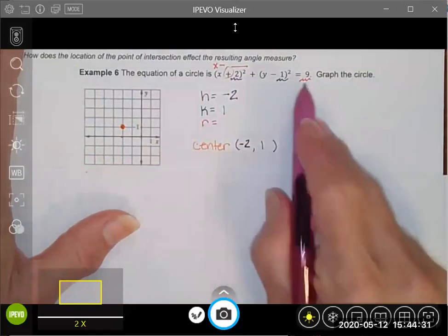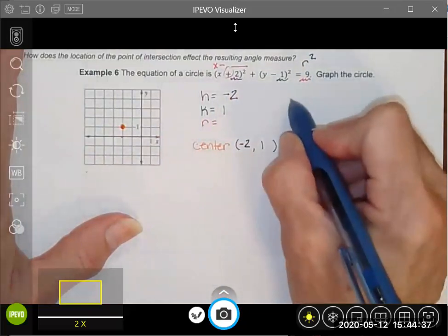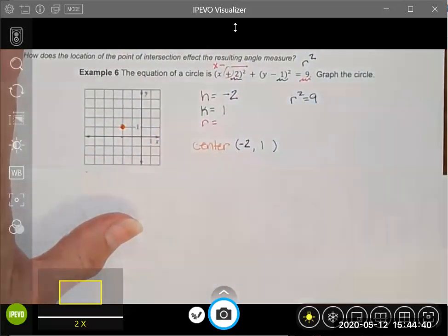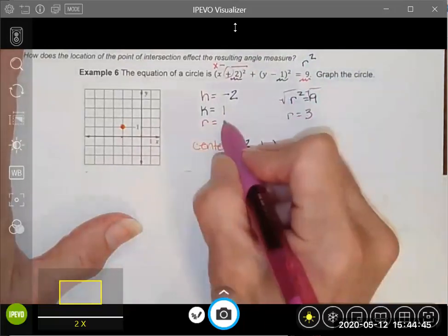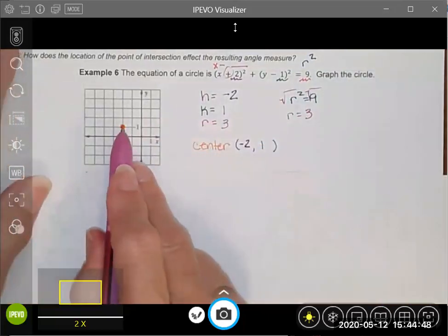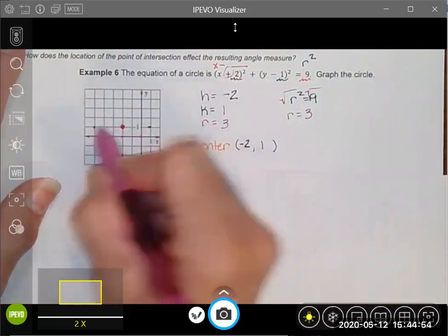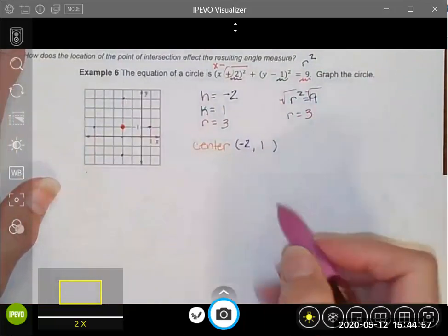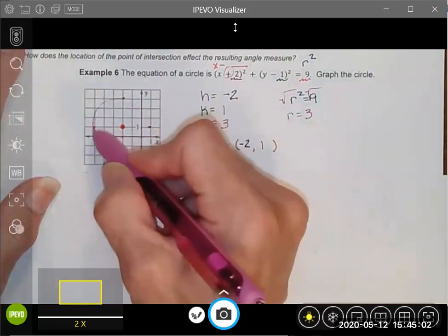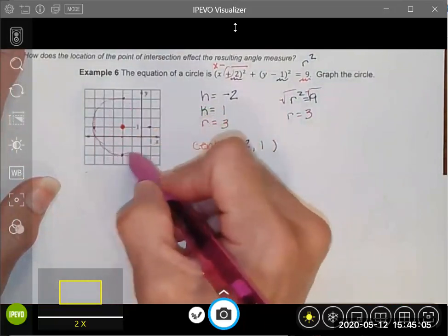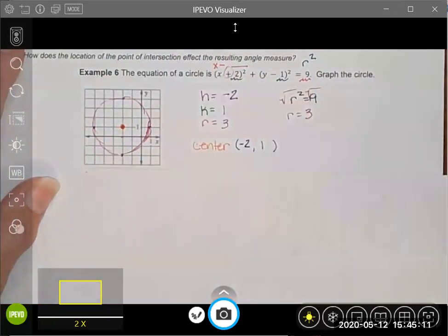The only thing I'm missing now is my radius. And if you remember, in the equation it's radius squared. So I know that radius squared is equal to 9. I take the square root of both sides, and I end up with a radius of 3. That means that from my center, I move 3 units, and I usually just go in the cardinal directions to get at least 4 points that could be used to comprise my circle. And from here, guys, it's going to be a sketch, and your sketch hopefully will be better than mine. I'm not so good at sketching circles, but it's going to look something like that.